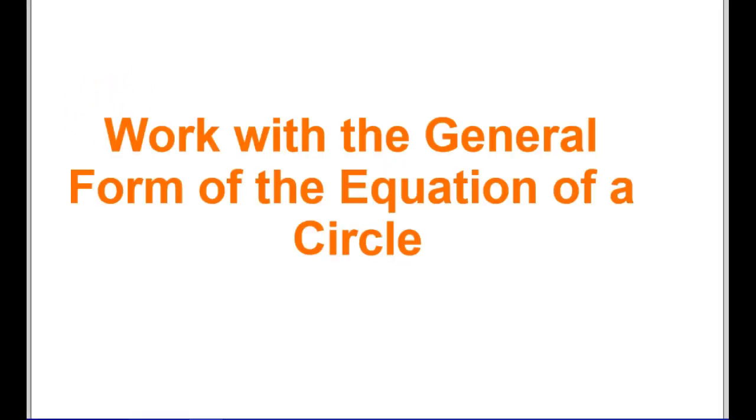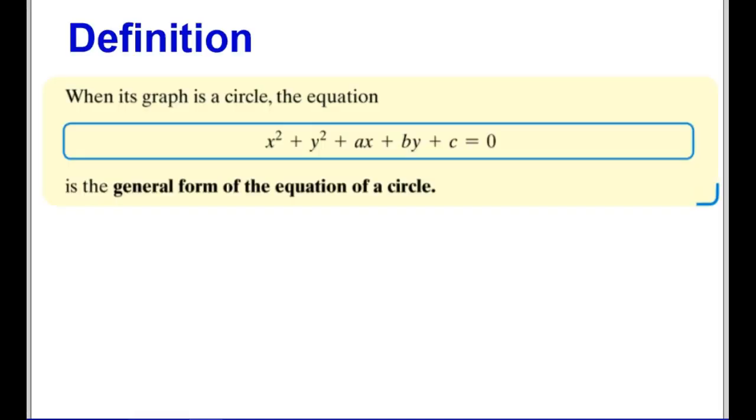So now we're going to be looking at the general form of my equation of a circle. So here is the general form, right? So I've got my x squared plus y squared plus ax plus by plus c equals 0. So you'll see in my general form I have a 0 over here on the other side of my equal sign. Okay? And I don't have anything in parentheses.